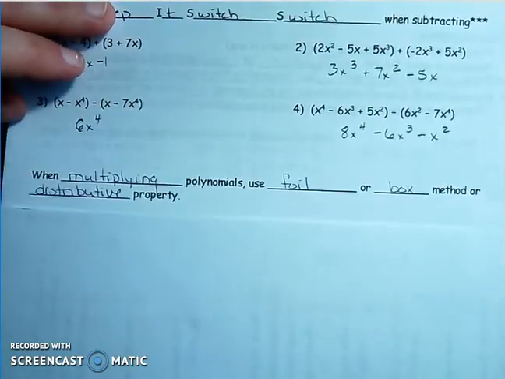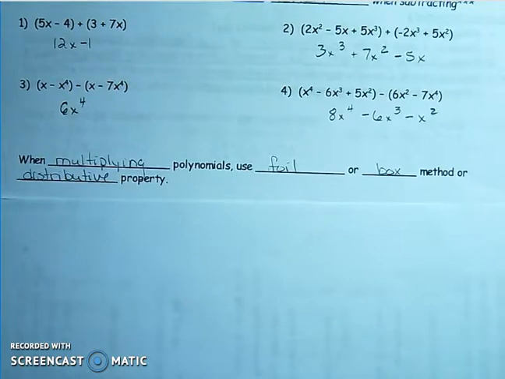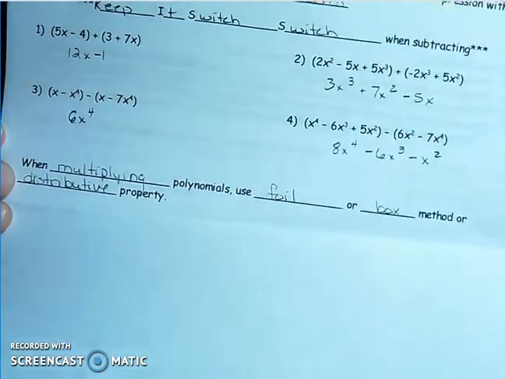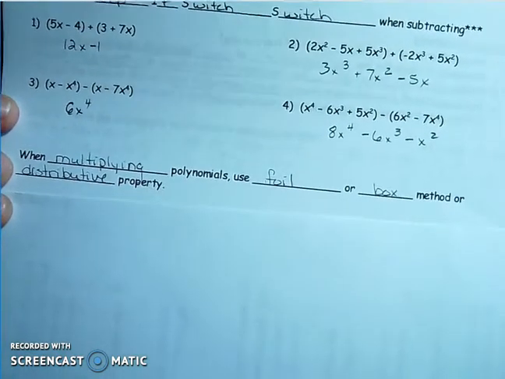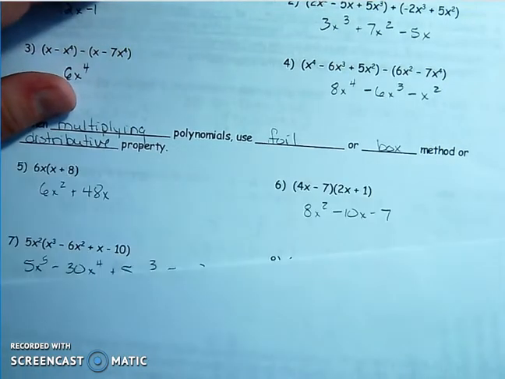Next, we will talk about multiplying. You can FOIL or box when you're multiplying. So we are going to FOIL, box, or use the distributive property to multiply. Now take your time going through 5 through 8 and practice multiplying polynomials. Please pause the video while you do this before you check your answers.